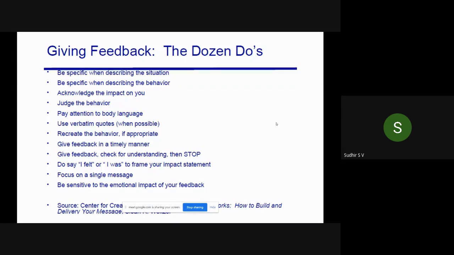They will always say they were not wrong at all. So you have to very clearly explain to them why a certain activity is wrong. Focus on a single message. You do not mix up messages. Focus on a single message.